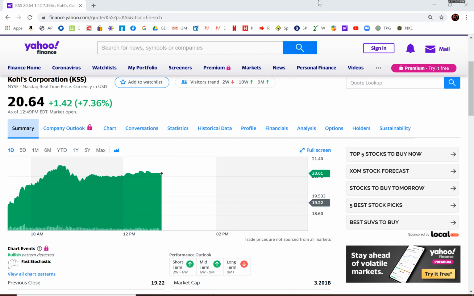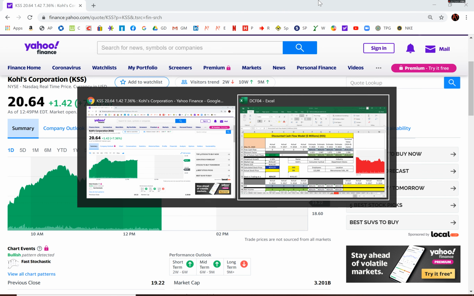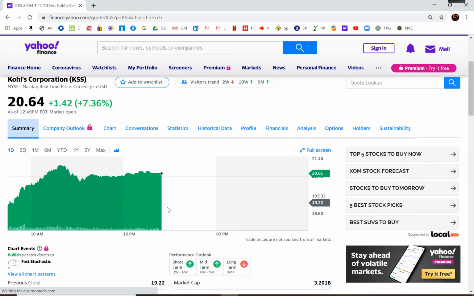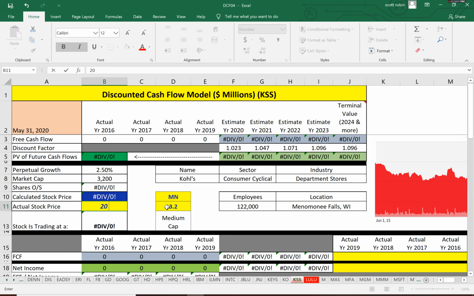We're going to calculate the stock price for Kohl's. First thing we need is the market cap, which is 3.2 billion. And then we need the stock price at 20.64. And now we have the shares outstanding of 155 million. The way we calculate that is the market cap divided by the stock price is the shares outstanding.